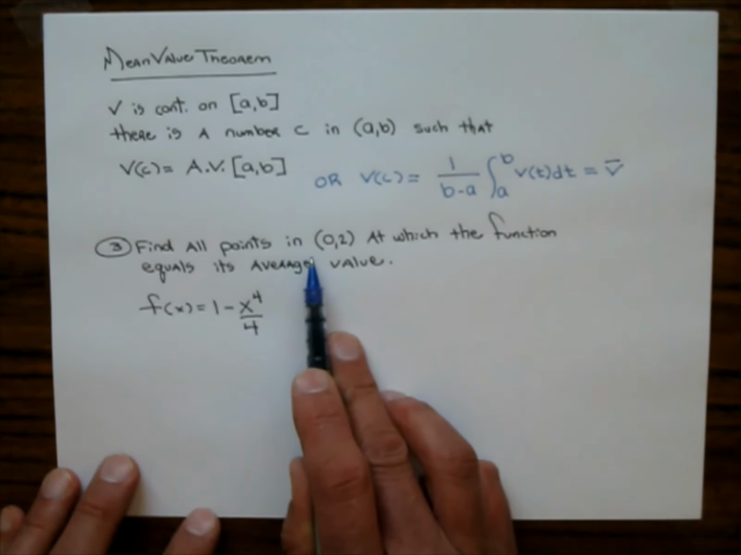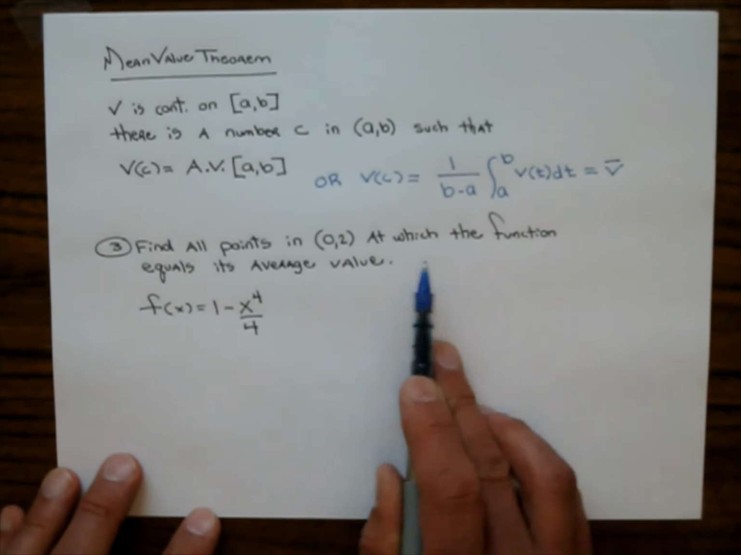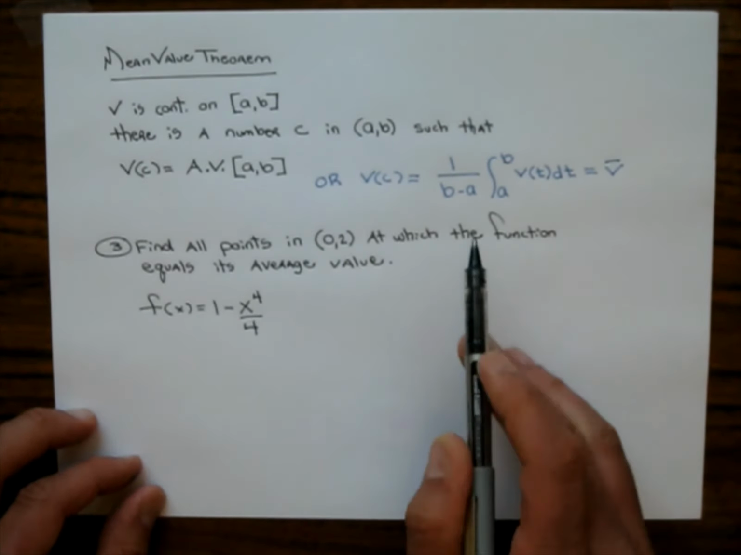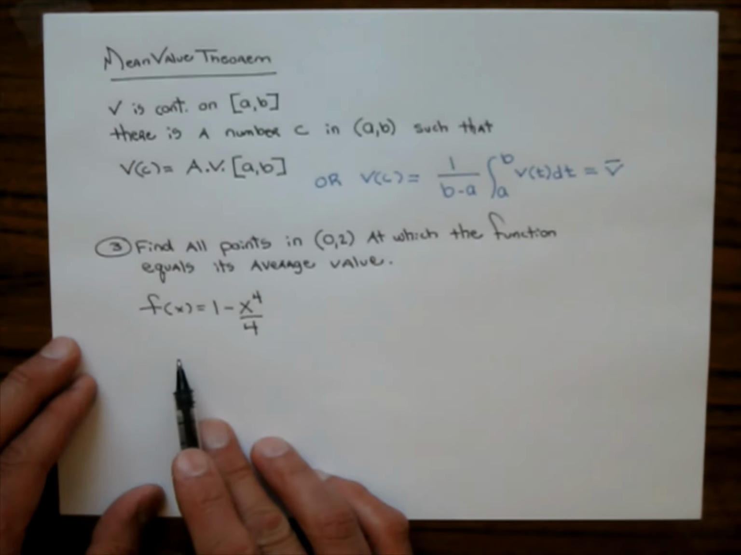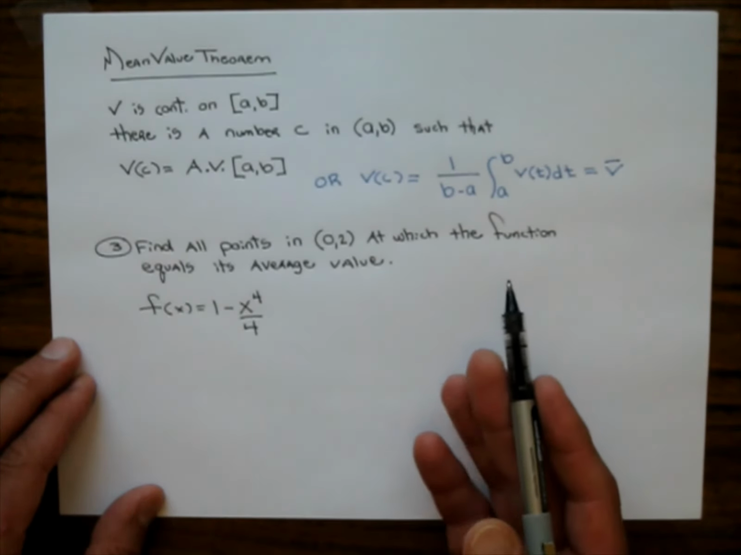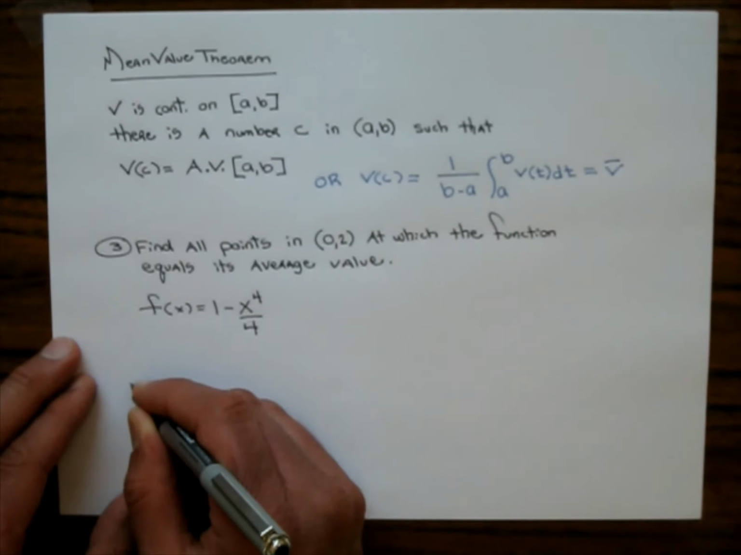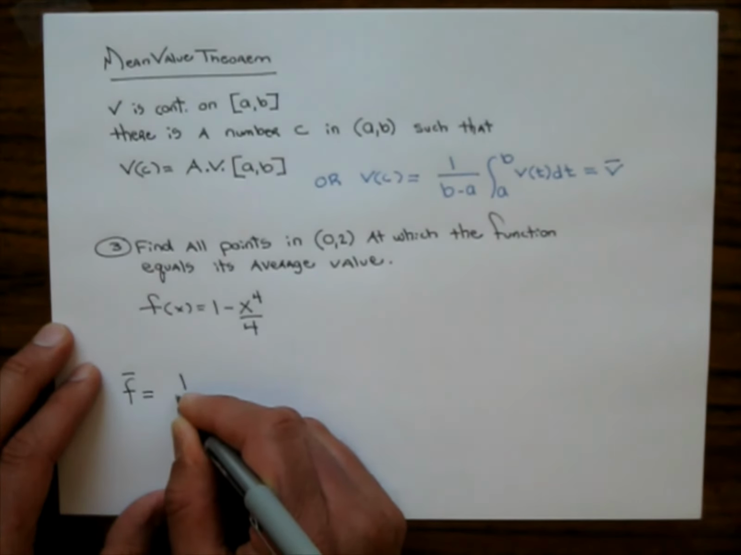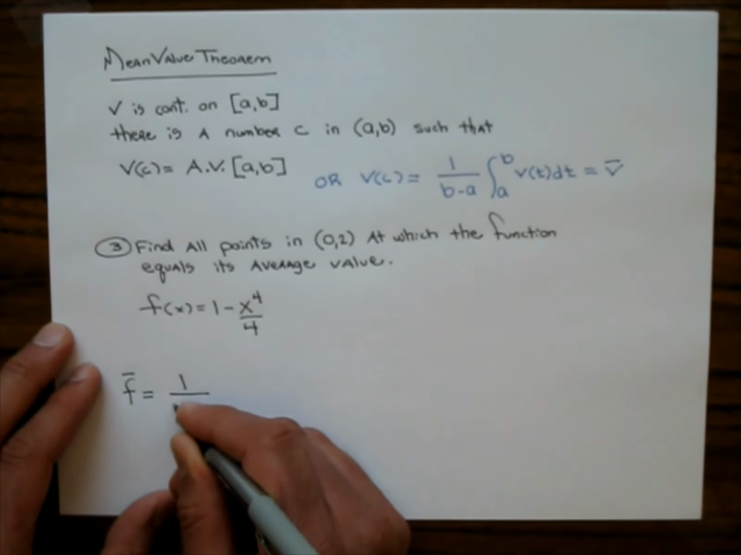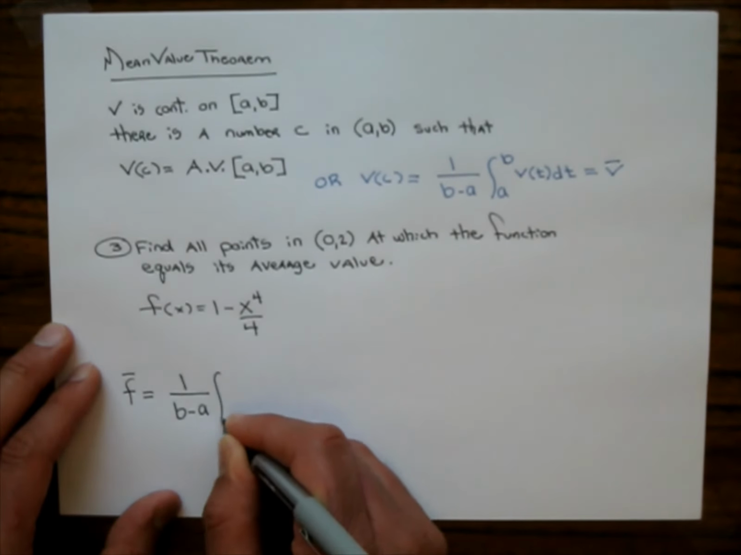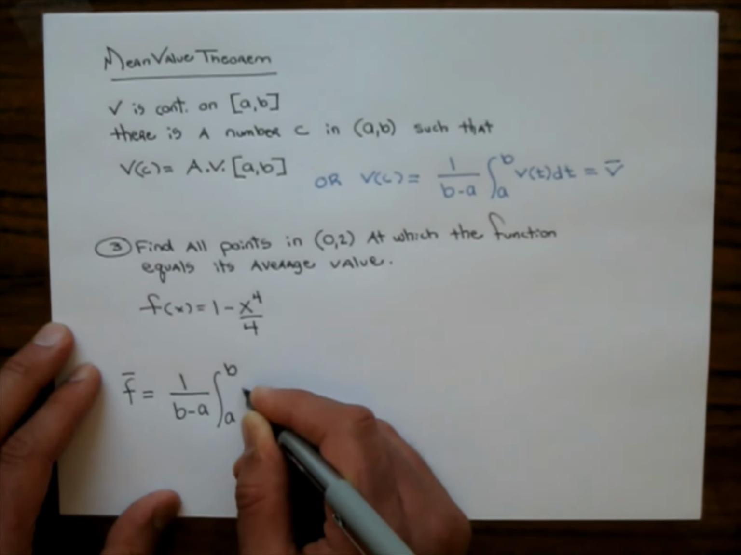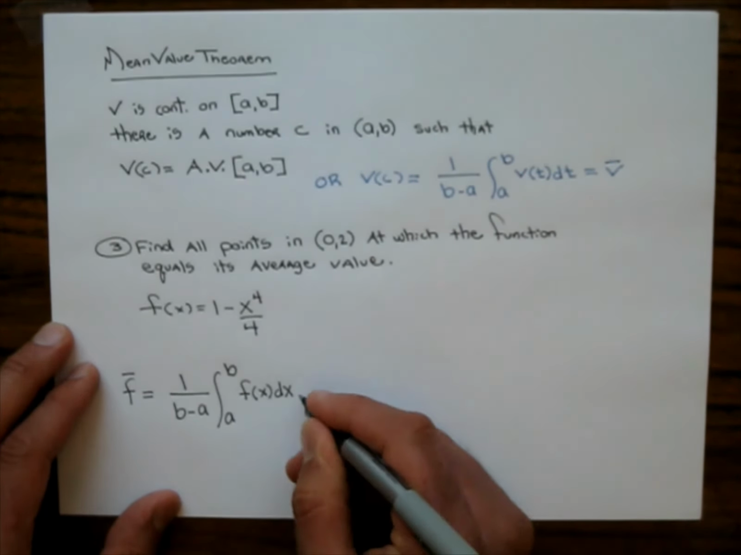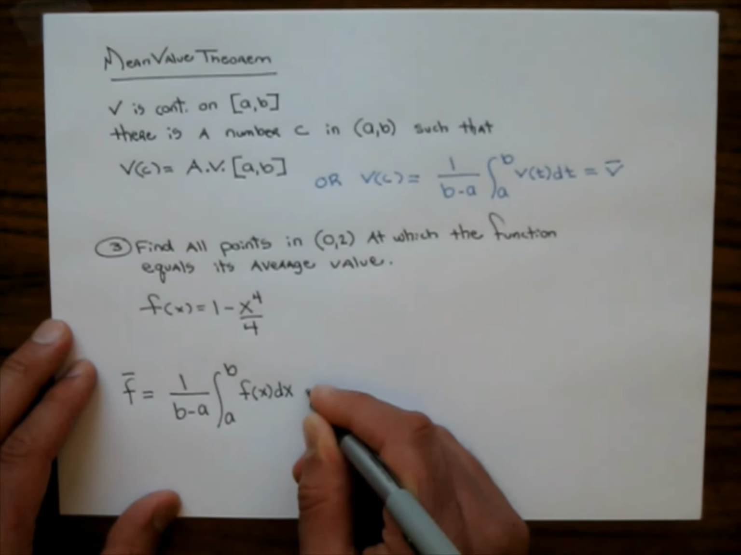Find all the points in the interval 0 to 2 at which the function equals its average value. So I think the first thing you want to do is compute the function's average value, or another way of saying that is the average velocity. So you're just computing this right here. f bar equals 1 over b minus a, integral from a to b, f of x dx. And if you'd prefer to keep with the v's, you can, and change things out to v's and t's. Let's go ahead and do this.